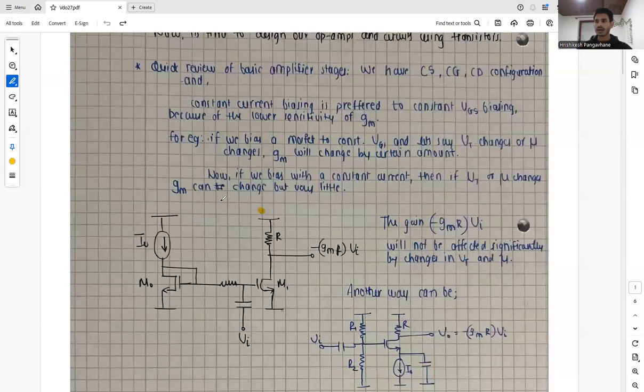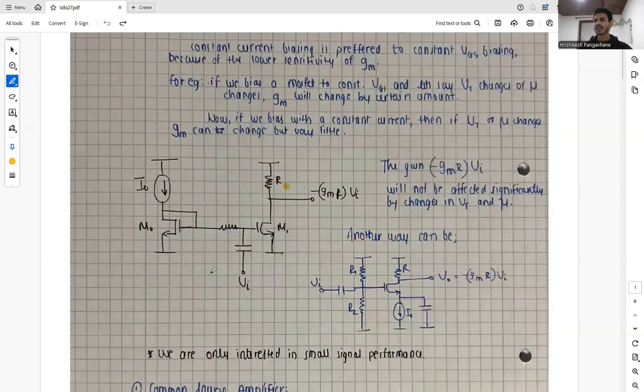So let's take our simplest form. Let's say that we have a current which we are mirroring on a MOSFET M1, and we are biasing it using a constant current biasing, and we are providing the V input. So basically, over here we can see the gain as minus GM times R, and the output voltage as minus GM R VI, which will not be affected significantly by changes in threshold voltage or the mobility.